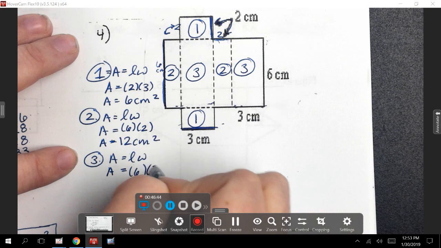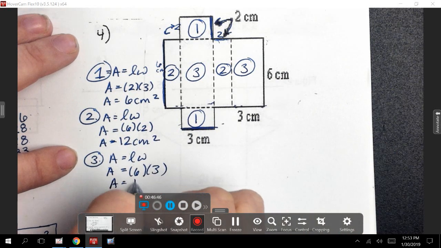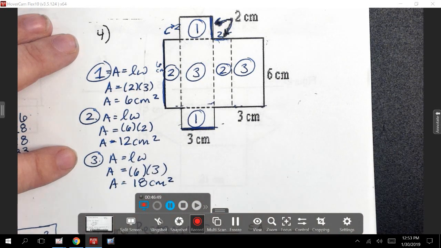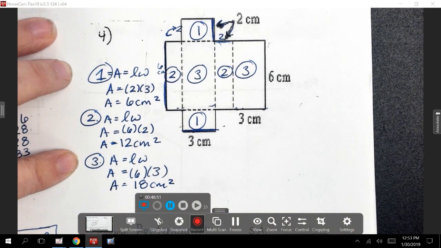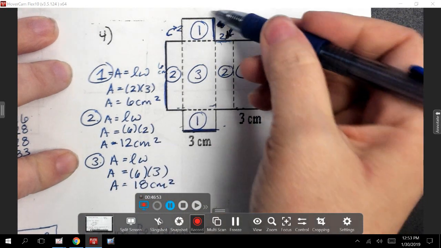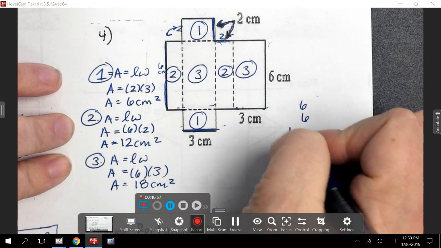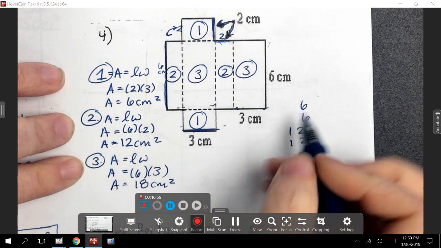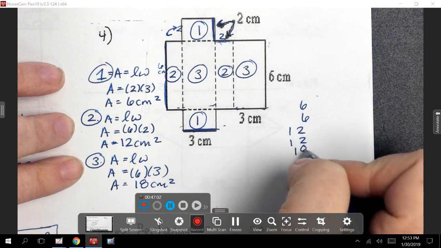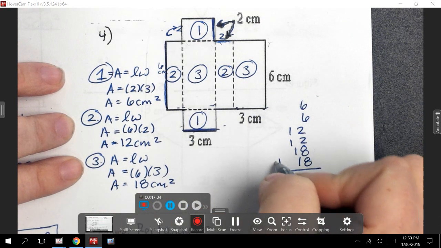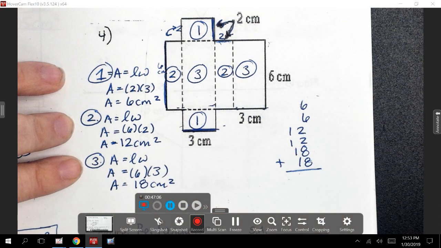So I have 6 times 3. So my area here is going to be 18 centimeters squared. So now I'm ready to add them up. Again, I have 2 number 1, so I'm going to do 6 and 6. I have 2 number 2, so I'm going to have 12 and 12. And then I have 2 number 3, so I'm going to have 18 twice as well. When I add all of those up, what am I going to get as my answer for number 4?